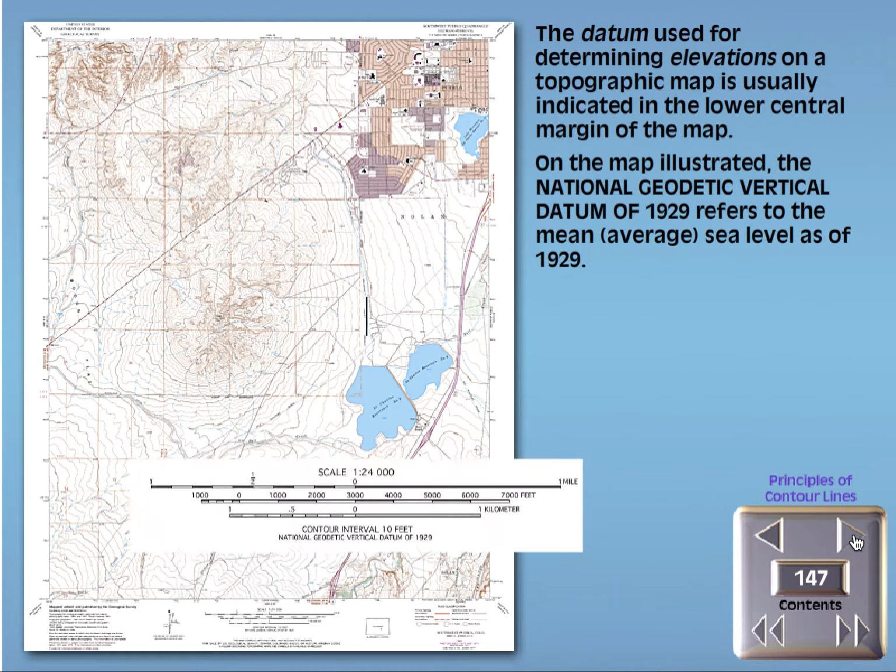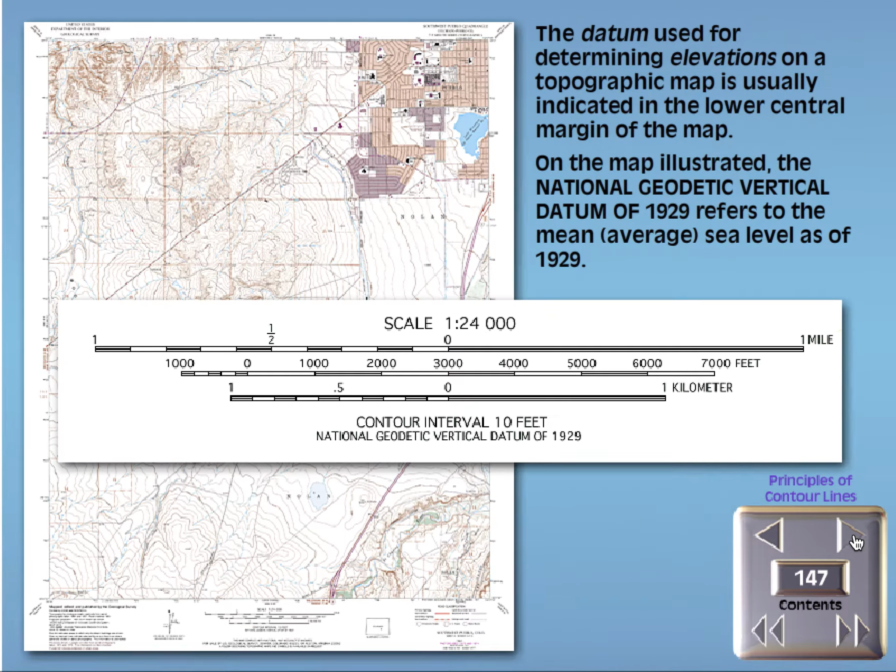The datum used for determining elevations on a topographic map is usually indicated in the lower central margin of the map. On the map illustrated, the National Geodetic Vertical Datum of 1929 refers to the mean sea level as of 1929.